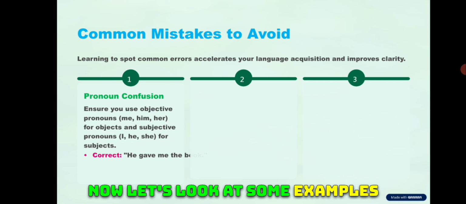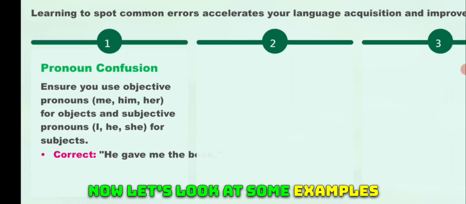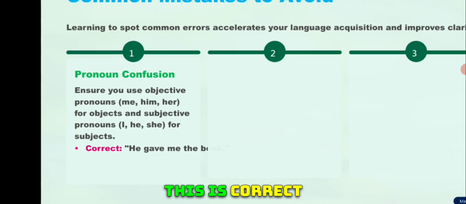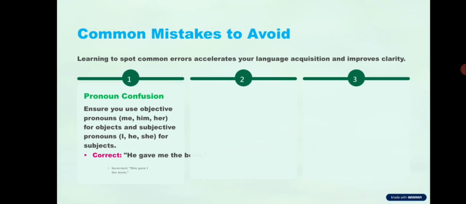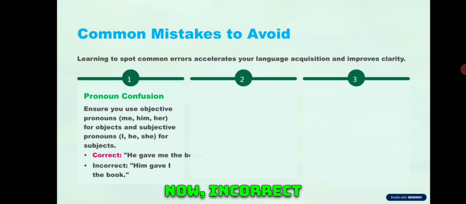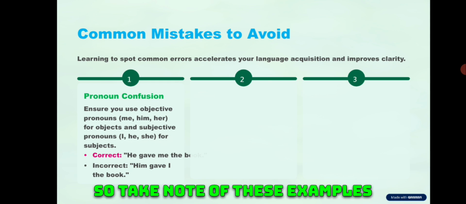Now, let's look at some examples. He gave me the book. This is correct. Now, incorrect: He gave I the book. This is incorrect. So take note of these examples.